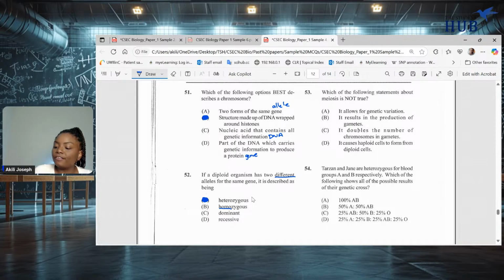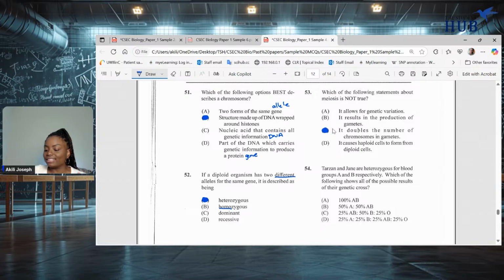53. Which of the following statements about meiosis is not true? It allows for genetic variation. It results in the production of gametes. It doubles the number of chromosomes in gametes, or it causes haploid cells to form from diploid cells. I love genetics too. 53 is going to be C, not true. It does not double the number of chromosomes, but rather halves the number of chromosomes.